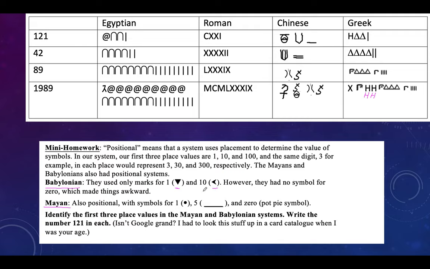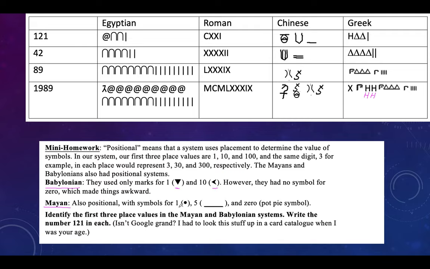Okay, they didn't have a zero, but they did have place values. So your job is to look up what were the place values in Babylonian, and tell me what the first three place values are. And we'll talk about, like, in our system, the place values, the first ones are ones, tens, and hundreds. So what are their first three place values in Babylonian? And you'll understand a little more about that too when we're done with our work today.